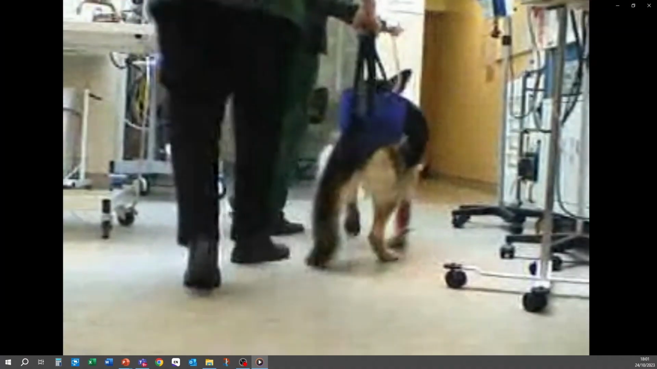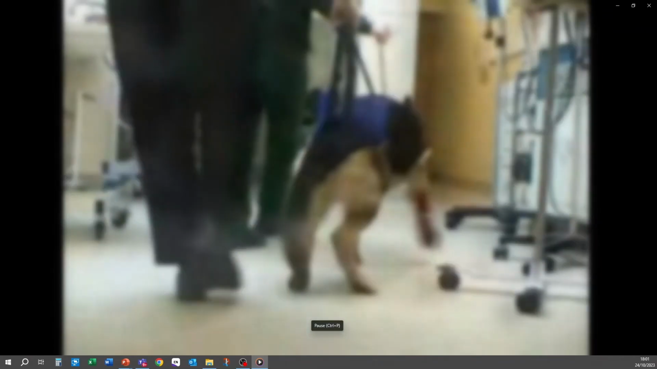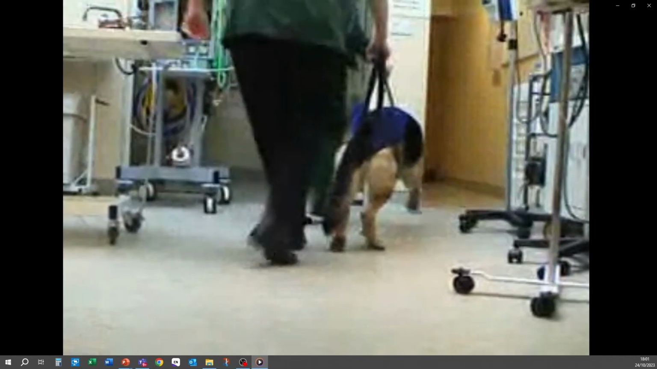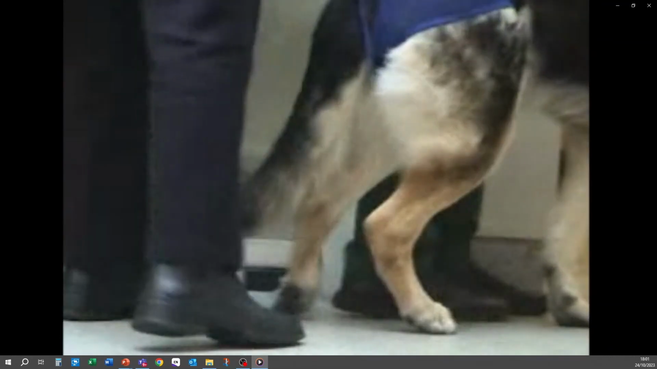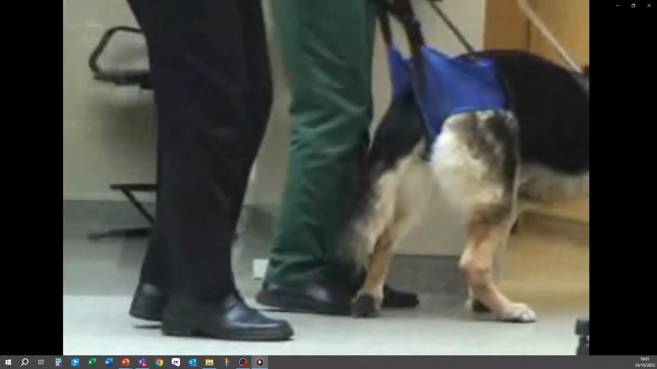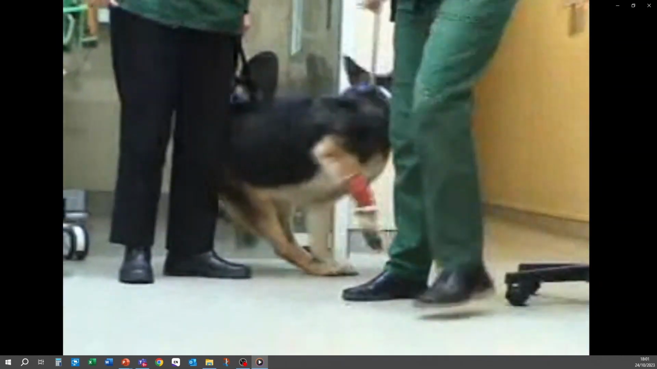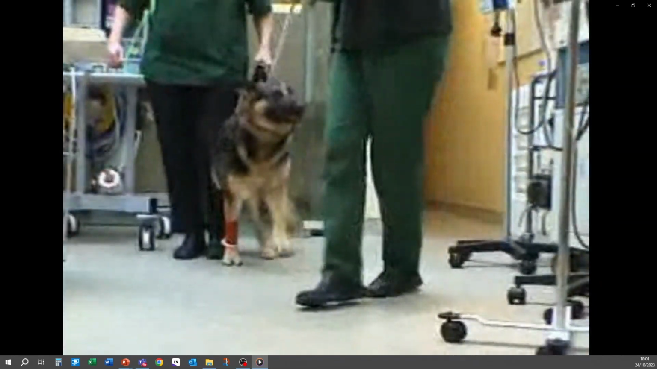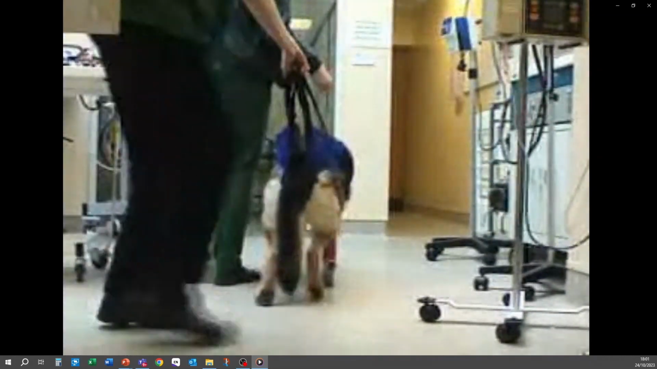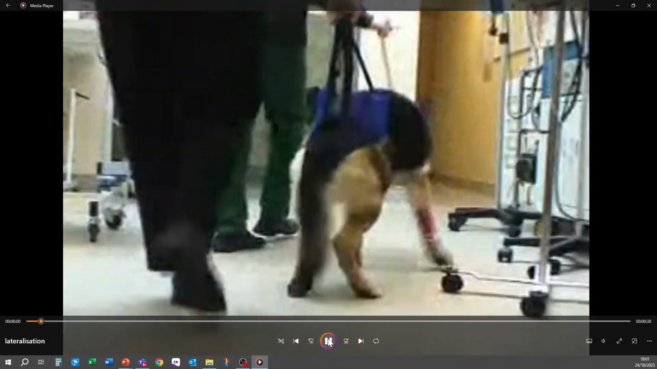So this dog here has had a bleed on one side of her spinal cord, and she has marked asymmetry and lateralization, being much worse on that left pelvic limb. As we walk her up and down, you can see that she's dragging her left pelvic limb much more than she's dragging that right.